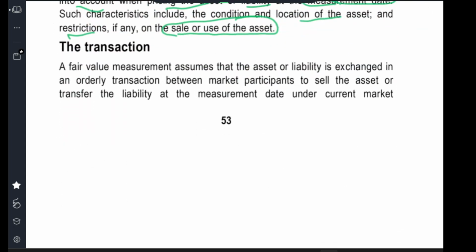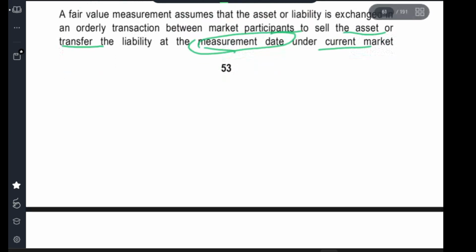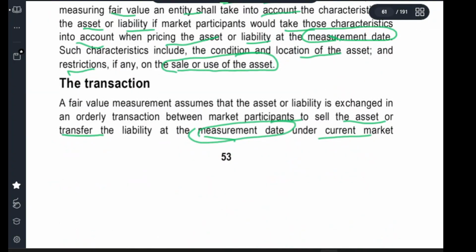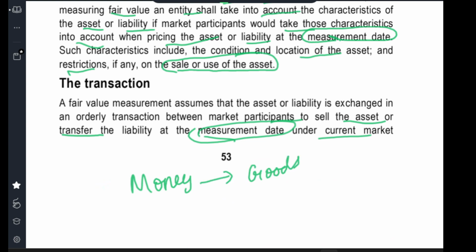For the transaction, the fair value measurement assumes that assets and liabilities are exchanged in an orderly transaction between market participants to sell the asset or transfer the liability at the measurement date under current market conditions. So a transaction means exchange of what? Money for the goods. On what date? On the measurement date. What measurement date? Not within 10 days or 15 days; it is in the current market, not the future market.